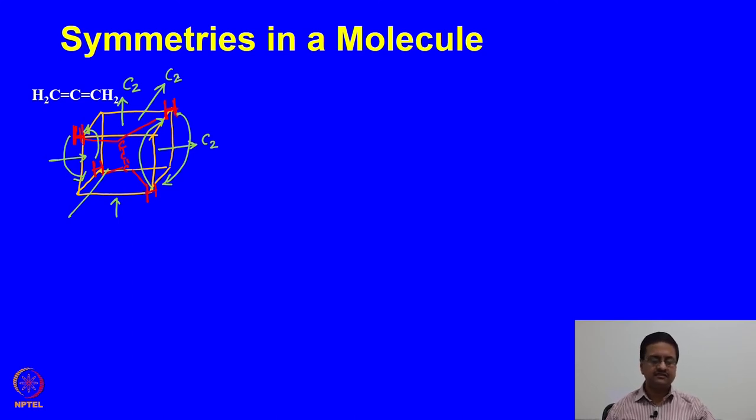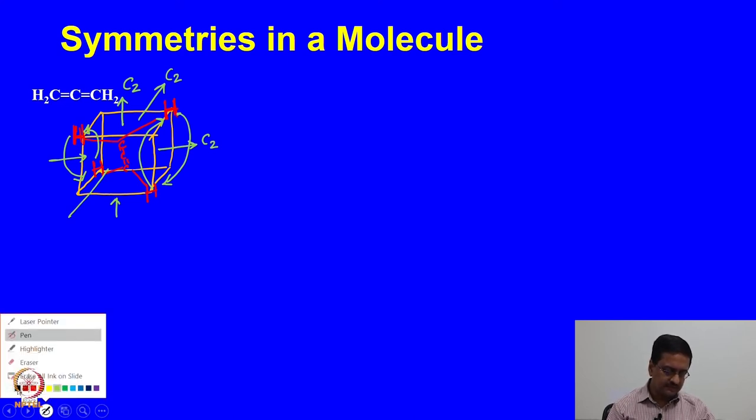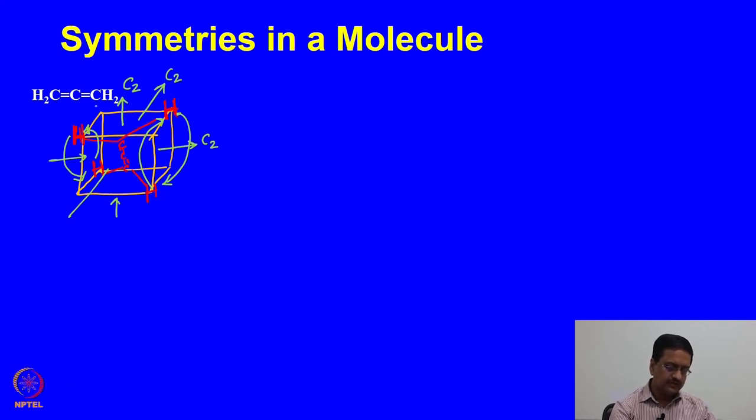So, here what we have is three C2 axes, and then a set of mirror planes which contain these individual C2 axes. If we divide the cube like that, that is a mirror plane. If we divide the cube like that, this is a mirror plane, and if we divide the cube like this, it is another mirror plane. So, this has three mirror planes which are technically sigma d, because every individual sigma plane that we have drawn here is bisecting two perpendicular C2s.